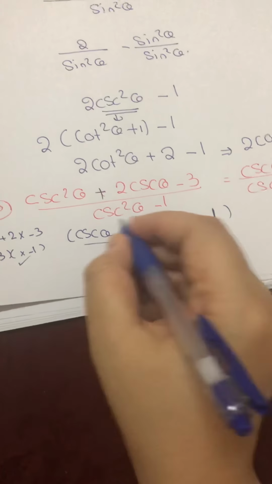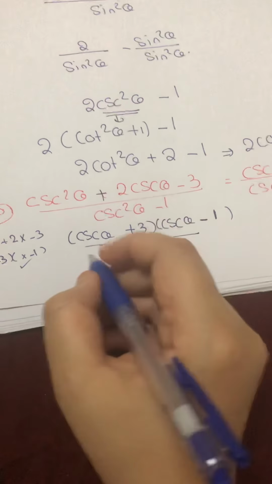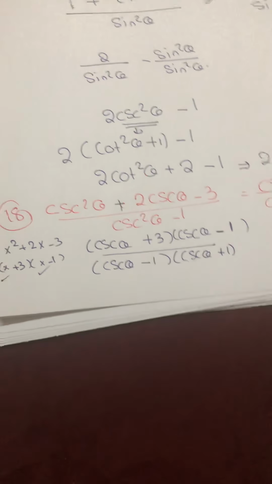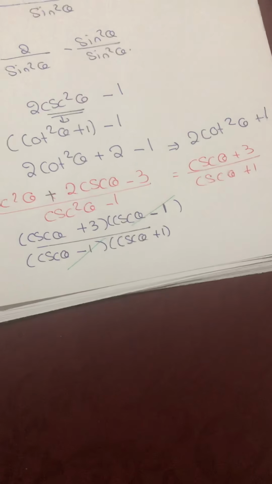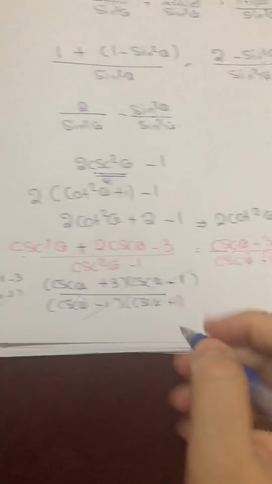The denominator is a difference of squares. I can write it as cosec theta minus 1, cosec theta plus 1. And here I go, I'm going to cancel this with this, and then I'm going to get my answer over here.